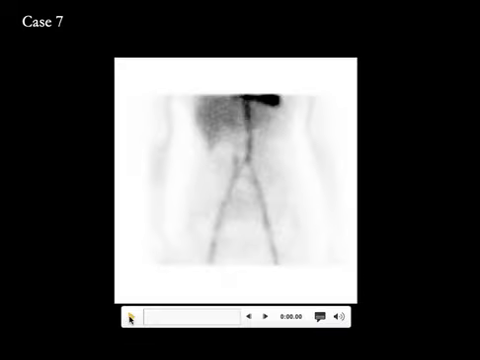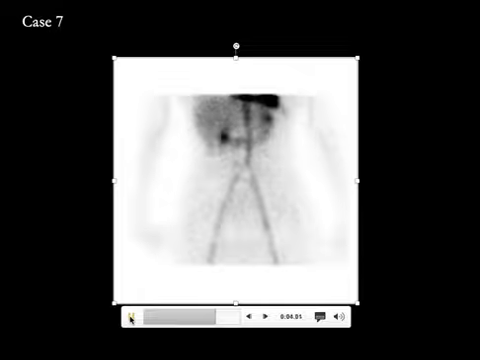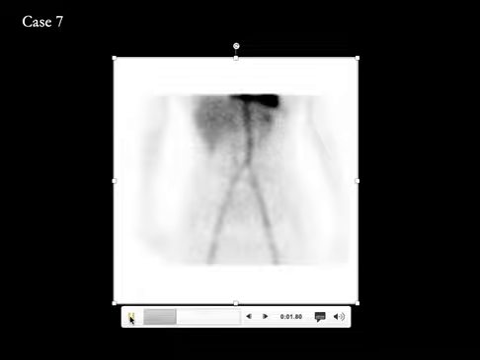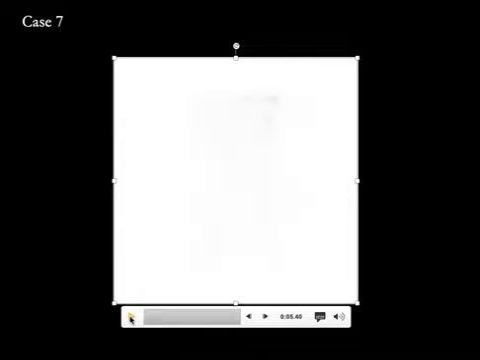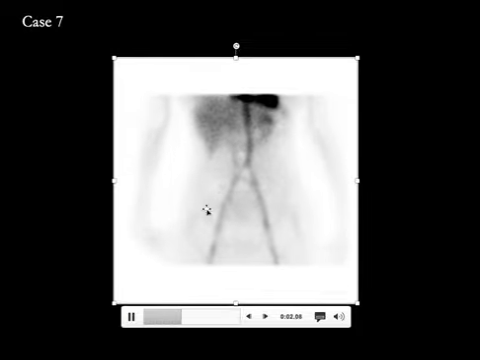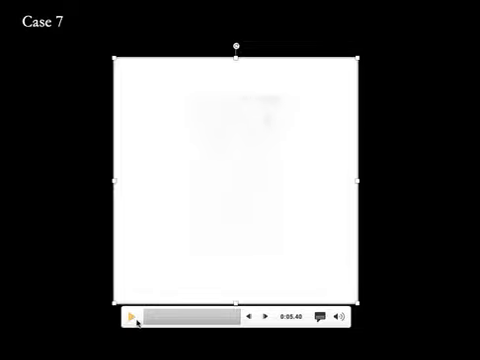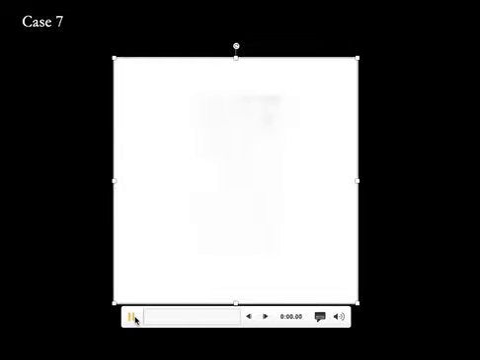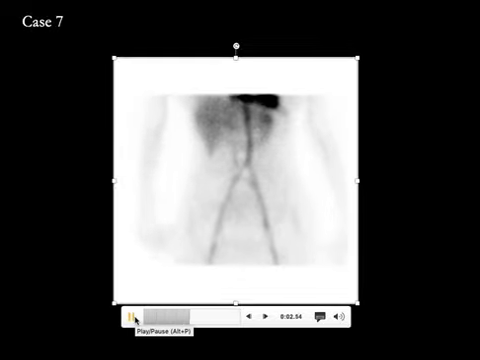Another bleeding scan on case number 7. This is a great example of a small bowel bleed where the abnormal focus appears here in the region of the first or the second portion of the duodenum, right there, and then the activity moves distally and also proximally into the stomach. So this is a good example of a small bowel bleed.